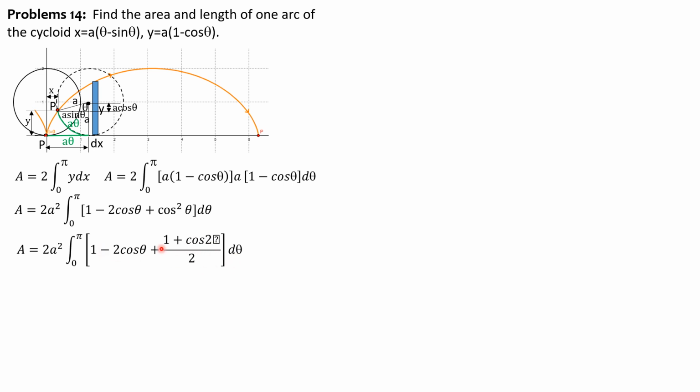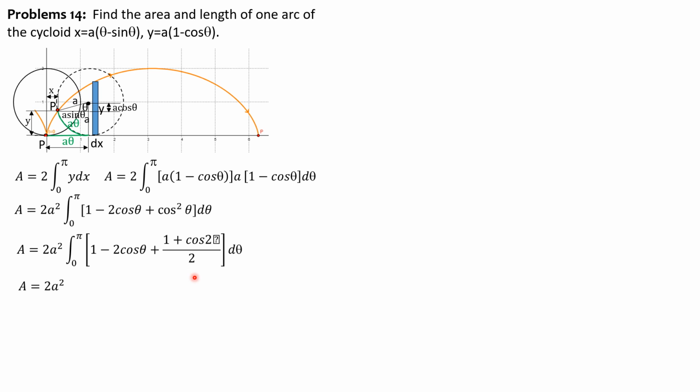So 1 plus 1/2 is 3/2. The integral of 3/2 d theta is 3/2 theta, of course. Then the integral of negative 2 cosine theta: the integral of cosine theta is sine theta, so this is minus 2 sine theta. And the integral of cosine 2 theta is sine 2 theta over 2, so the answer would be sine 2 theta over 4.